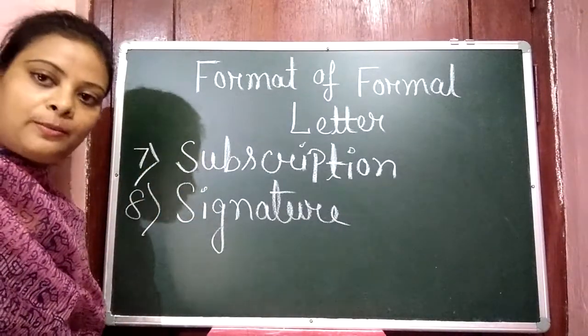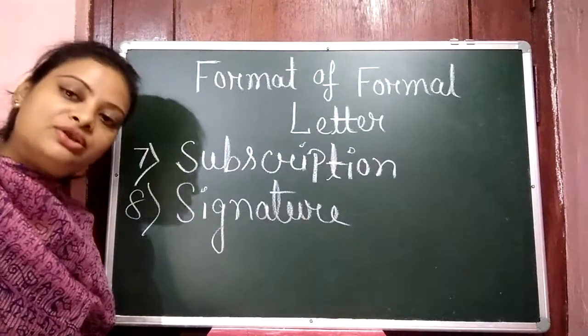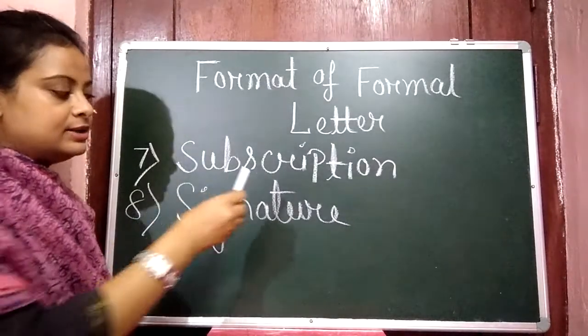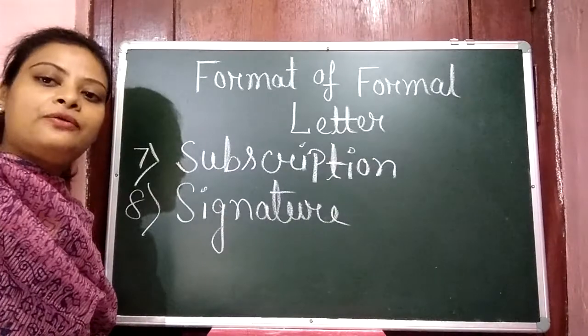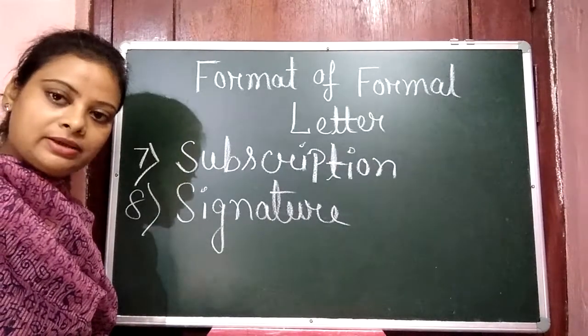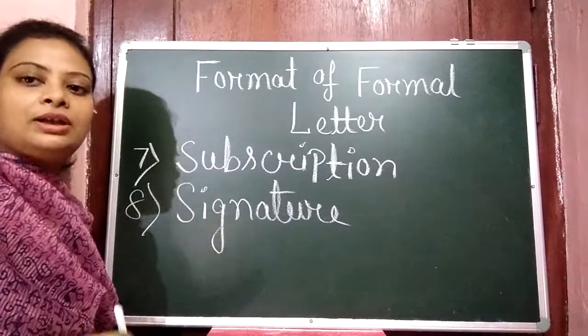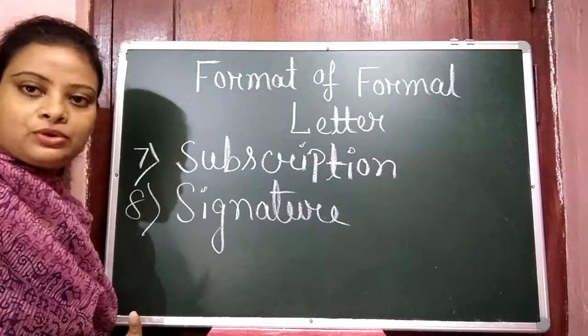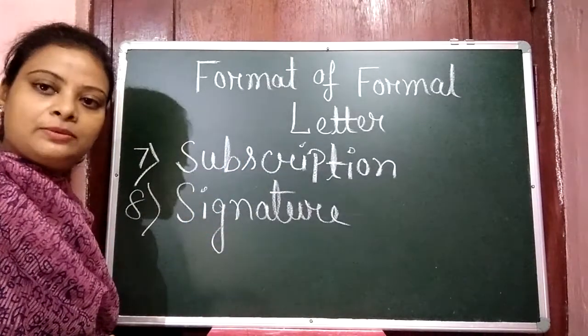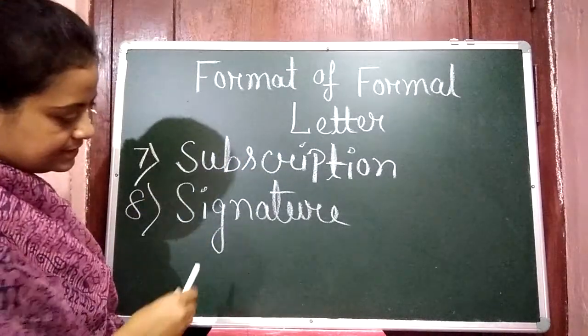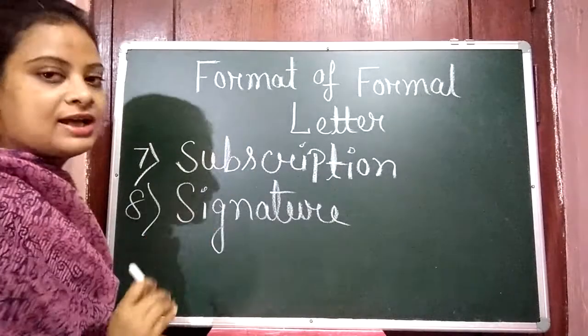Point number 7, subscription. Just like in an informal letter, here you have to close the letter. This is the second last point of a formal letter. So you have to close the letter with a thanking note, with a positive note. That should be your subscription part. And last but not the least, your signature. Here the last part is signature.